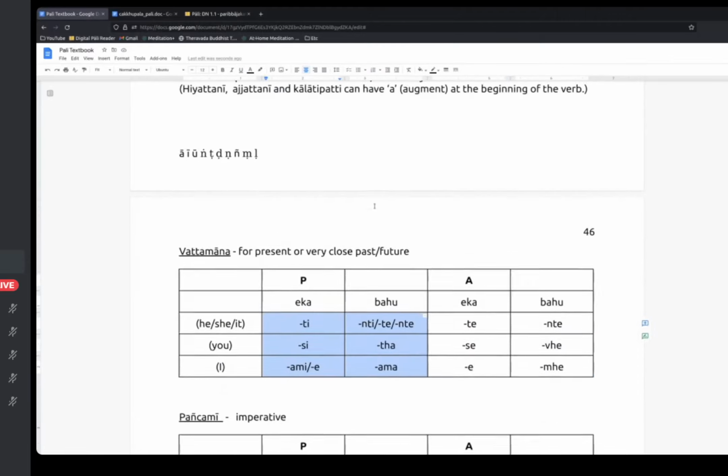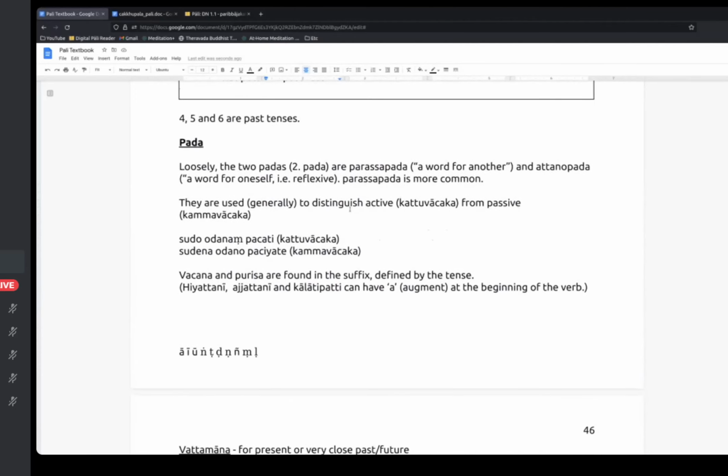Parasapada is much more common, but atanopada is used generally for passive. So what's the difference between active and passive? Active is katuvachaka, passive is kamavachaka. The difference is thus. If you're talking about a person doing something to something else, in this case, the cook, suda means cook. Suda pachati, cooks odanang, the rice. This sentence means the cook cooks the rice, or directly, the cook, the rice cooks.